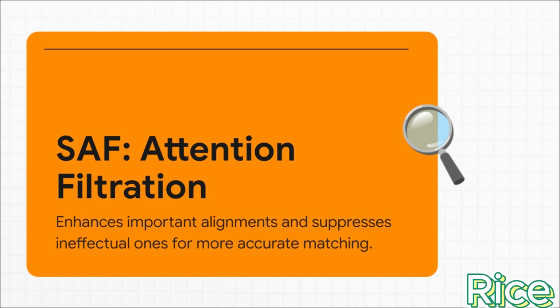This is where the Similarity Attention Filtration, or SAF, module comes into play. Its whole job is to act like a filter. It tells the AI which connections are actually meaningful and important and which ones are just fluff. It learns to give more weight to the good stuff and suppress the irrelevant stuff.